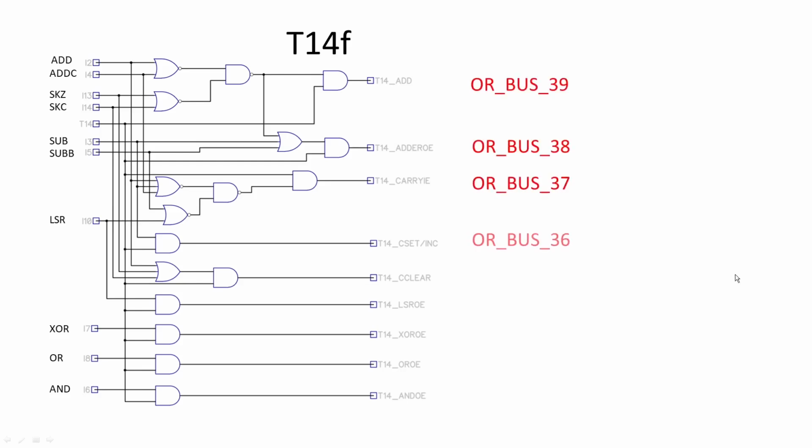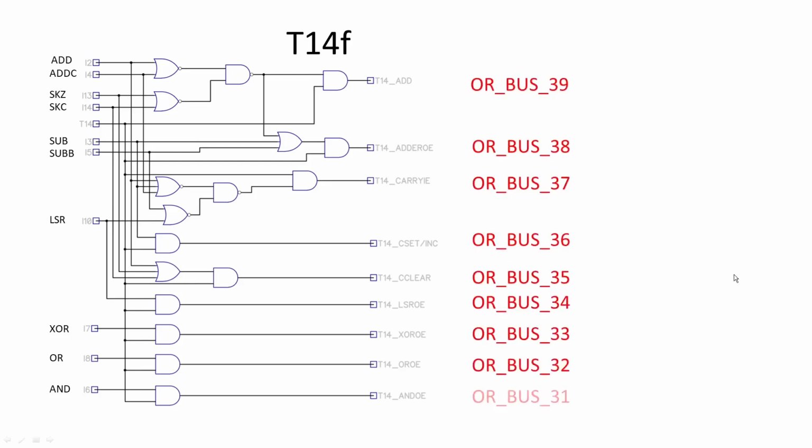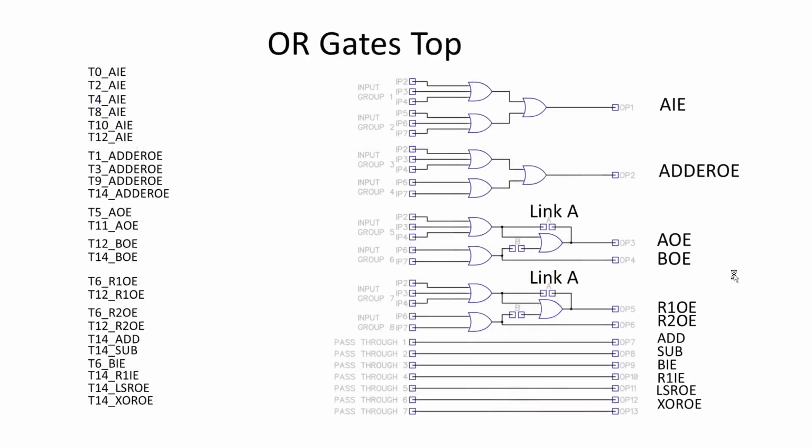There you go. And that's all those bus positions, one for each of those as well. Here we have the top OR gate. So here's all the OR gates on it. It's just all OR gates. So you've got 2 3s feeding into a 2, so that gives you a 6 input OR gate going out.